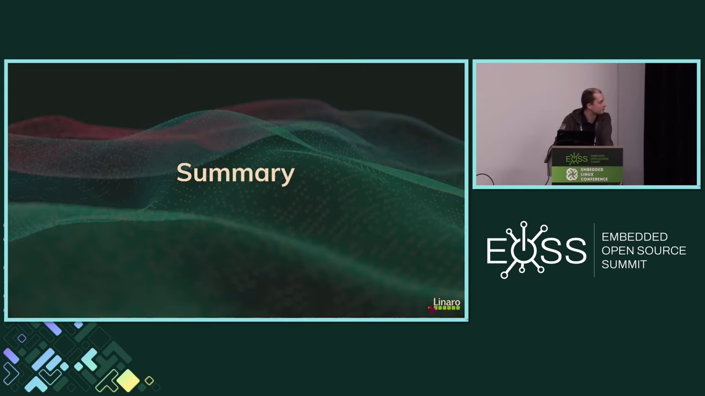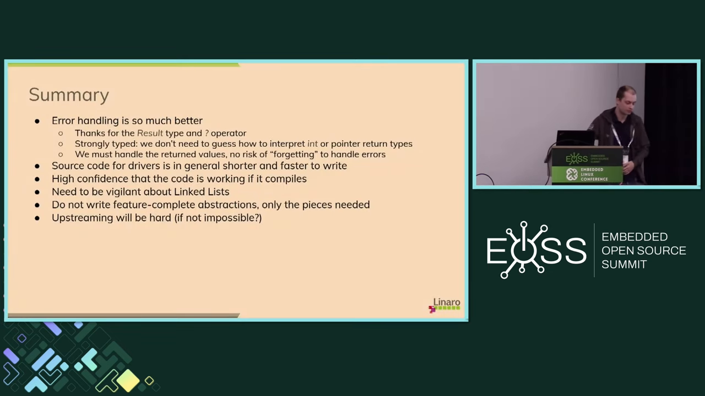So, time for summary. What I really liked about it is the error handling. There are so many ways in Rust to make error handling easy through the Result type, which forces the user to know and handle errors. Every time you have an error, you don't have to handle it through complex code, and you can just use the question mark operator to return the error you got to the parent.